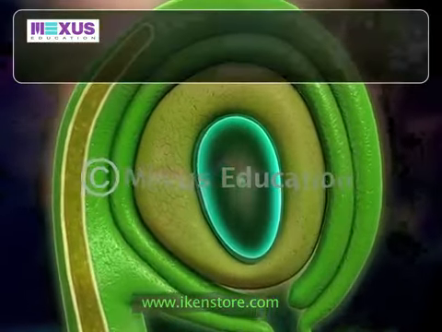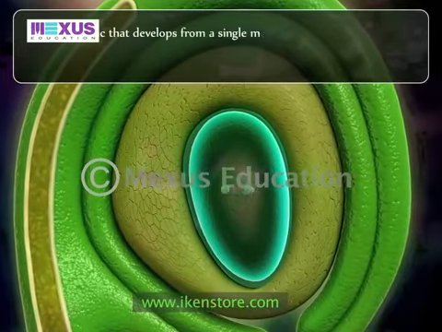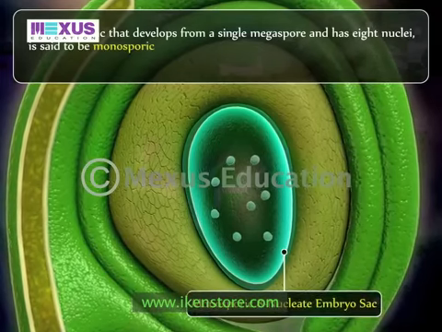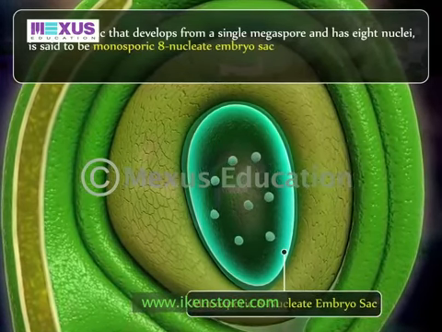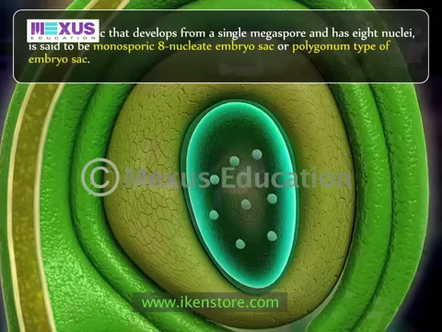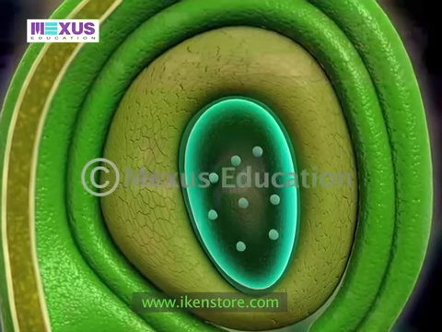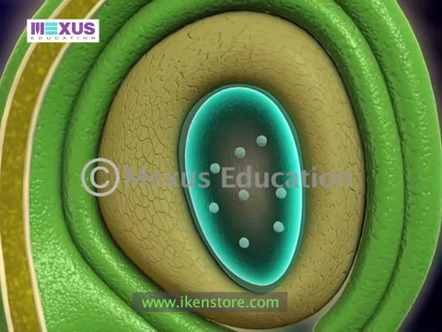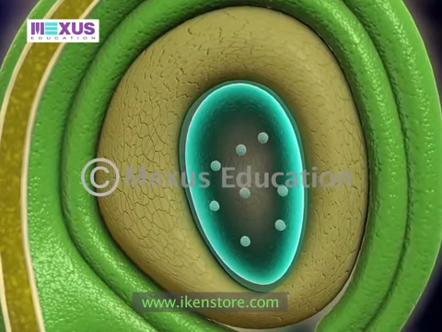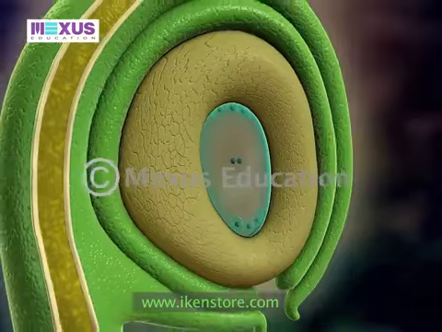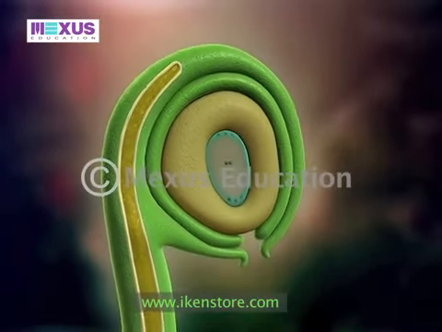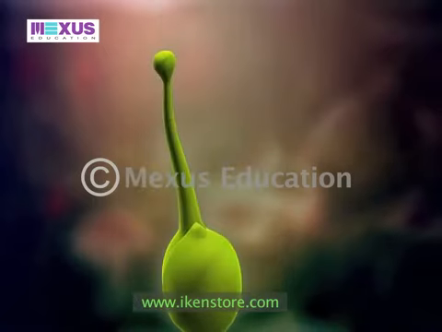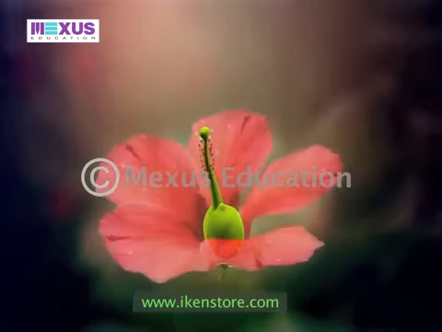Since this type of embryo sac develops from a single megaspore and has 8 nuclei, it is said to be monosporic, 8-nucleate embryo sac, or polygonum type of embryo sac. It is the most common type of embryo sac, and it is found in more than 81% of flowering plants. To conclude, we can say that the development of ovule and female gametophyte forms a crucial stage in the process of sexual reproduction in angiosperms.